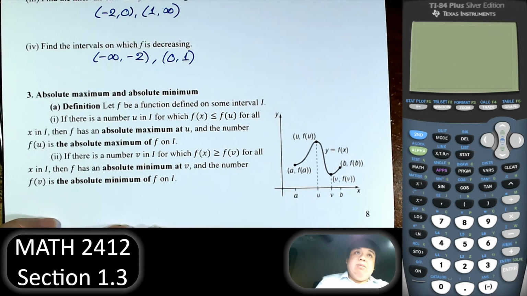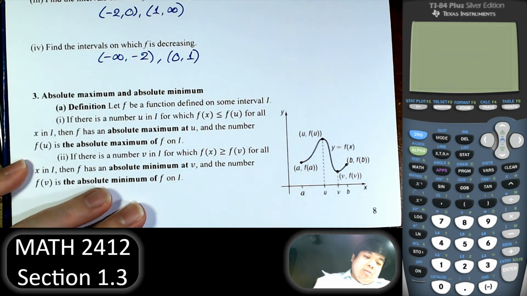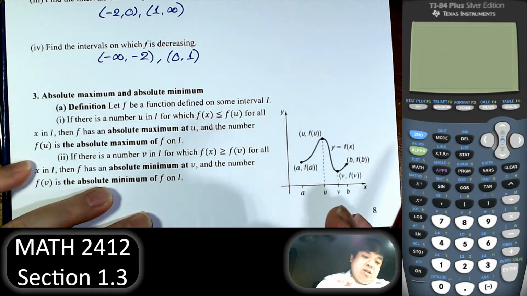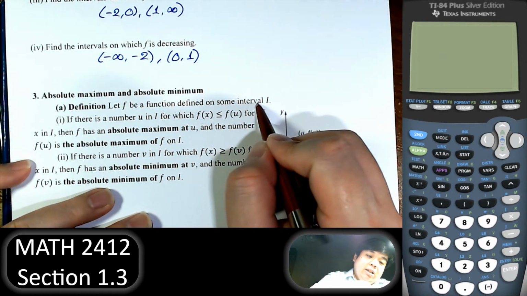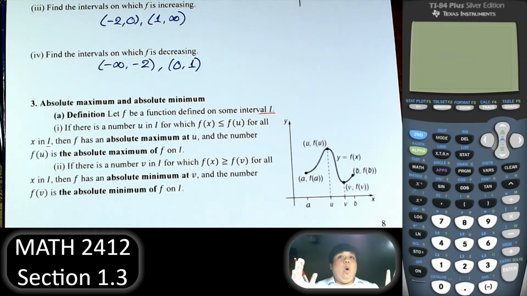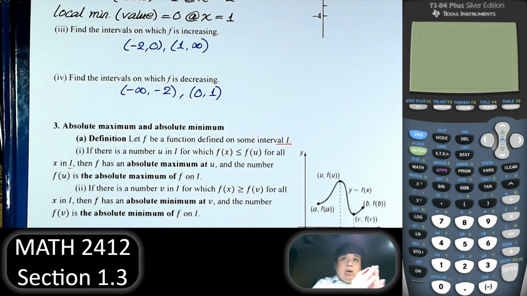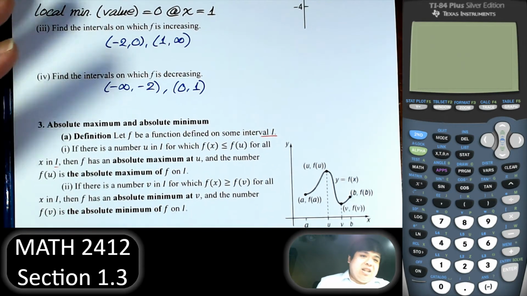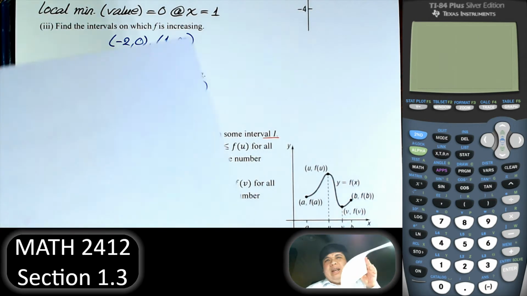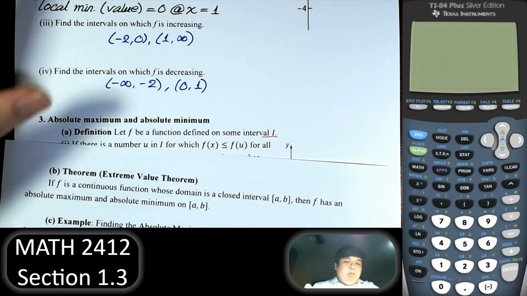Absolute maximum and absolute minimum. Now the difference here, of course, instead of local we have absolute. So the definition here is: let the function be defined. If there's a number and that value is bigger than everything else in the whole domain, here we have some interval I, it will be the same thing. So for absolute max or absolute min we compare to the whole interval, as opposed to this case where we compare to a very small interval containing the point. Here we compare to the whole domain. That's the difference between absolute max and local max, and absolute min and local min: absolute means we compare to the whole domain.